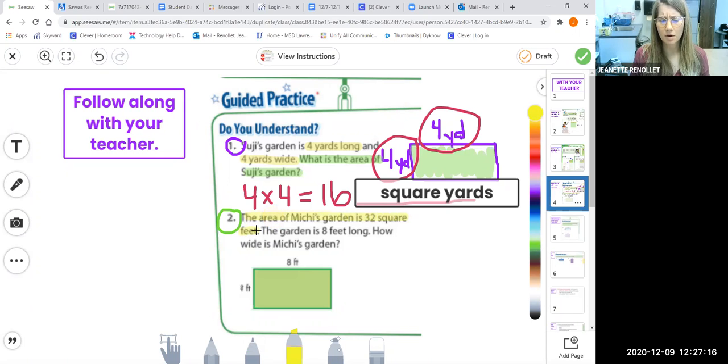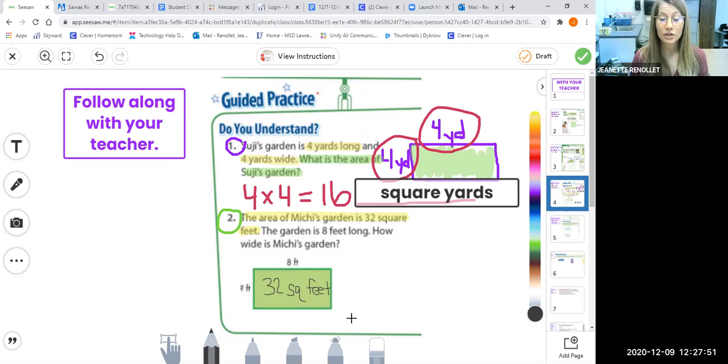So this time, I don't need to find the area. They just told me the area. So I'm going to write it on my model. Inside is 32 square. I can write SQ for square. That's how mathematicians do it. Square feet. So Michi knows the area of his garden.